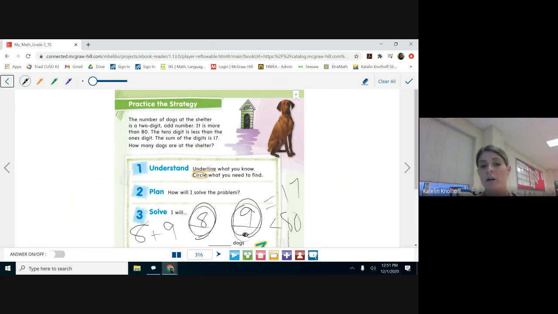So let's go back and check our answer. Is it a two-digit number? Yes. Is it an odd number? Yes. It is more than 80? Yes. 89 is more than 80. The tens digit is less than the ones digit? Yes. And the sum of the digits is 17. And sum means I'm adding. So 8 plus 9 equals 17. So yes, we did that.